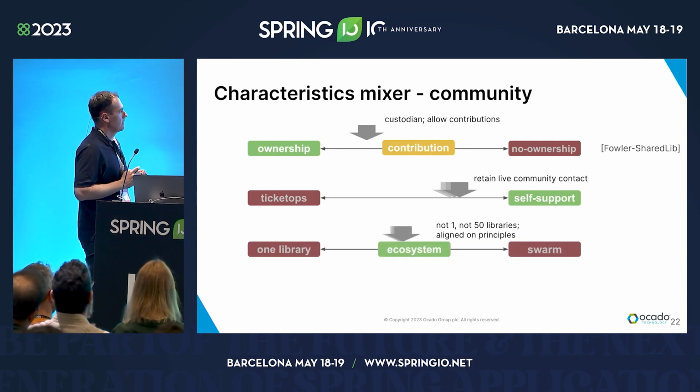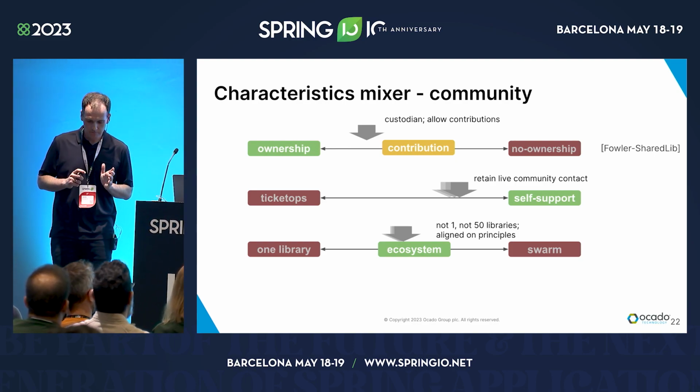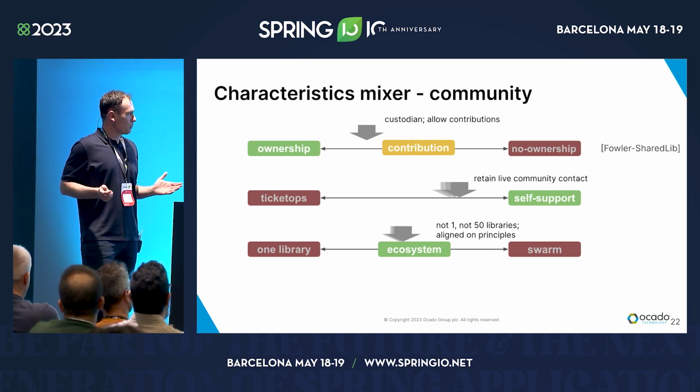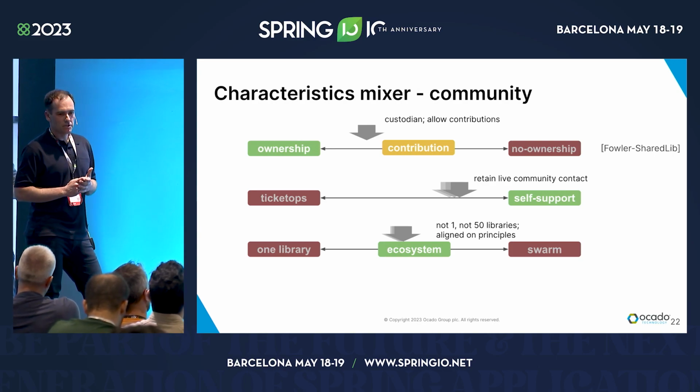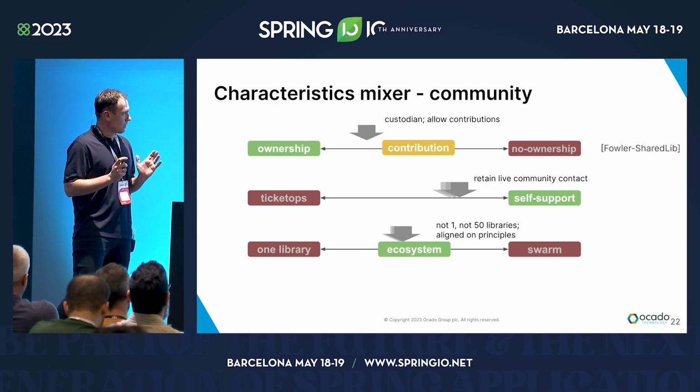Almost the last slider, ecosystem. So as I said, we are not one library with all the code. We don't want to be the bottleneck. We don't want to create a swarm of libraries, like 50 libraries would be hard to manage and hard to use. So we have an ecosystem. We spend time aligning on who does what.